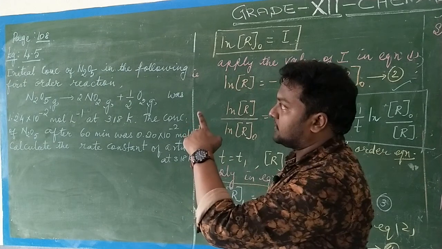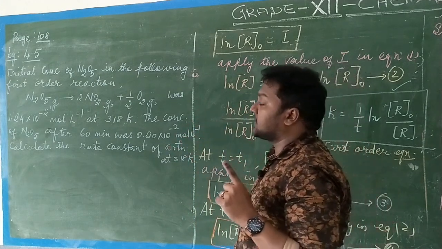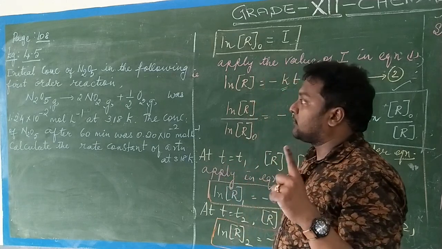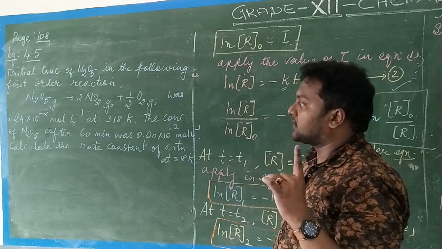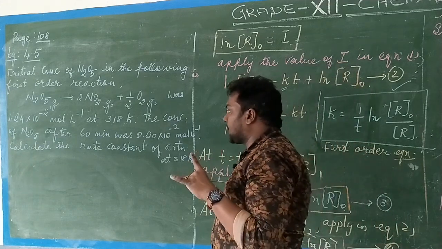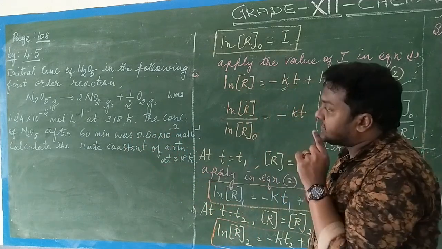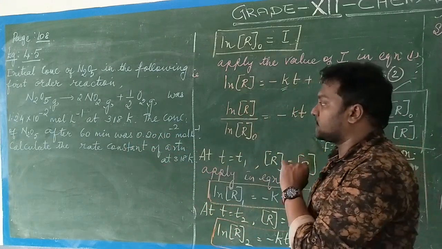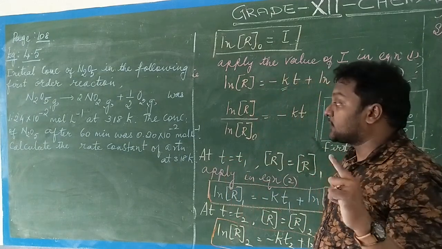What is the question? The initial concentration of nitrogen pentoxide in the following first order reaction, N2O5 decomposes to give NO2 plus oxygen, was 1.24 into 10 to the power of minus 2 mole liter inverse at 318 Kelvin. The concentration of nitrogen pentoxide after 60 minutes was 0.20 into 10 to the power of minus 2 mole liter inverse. Now we have to calculate the rate constant of the reaction at 318 Kelvin.